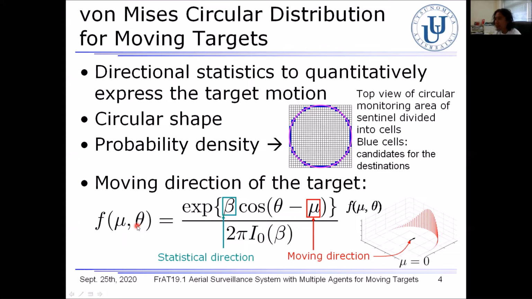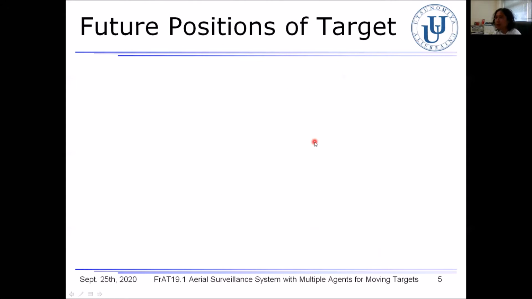Each time a target is monitored, the probability density of the von Mises distribution is calculated from this equation. So as you can see here in this figure, a target is now moving in this direction. So for each of the candidate cells, the probability density is drawn by a red bar, as you can see here, okay? The probability densities in the cells are used for estimating the future positions of the target.